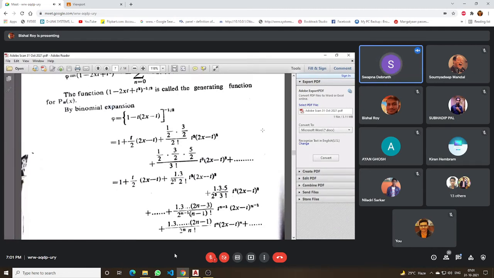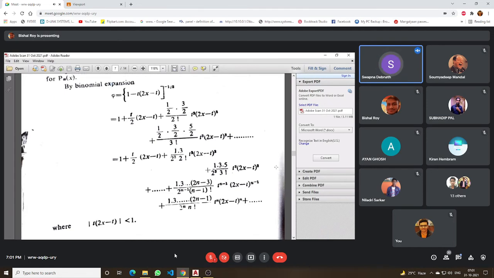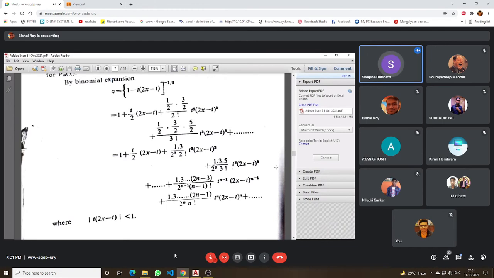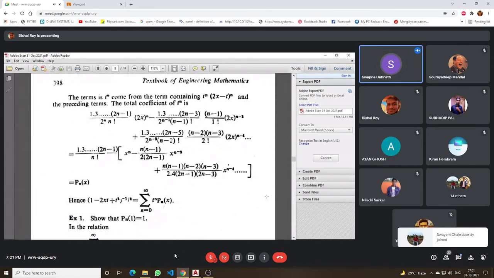Now phi is equal to, this can be written as (1 minus t(2x minus t)) to the power minus half. Then we expand this binomially, in the form (1 minus x) to the power minus half, and we write it like this. This is the binomial expansion of (1 minus t(2x minus t)) to the power minus half. Now we come to the next point, where we equate the terms in t to the power n.